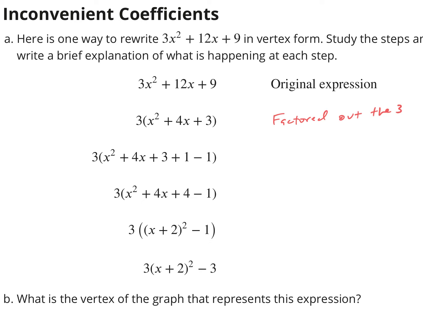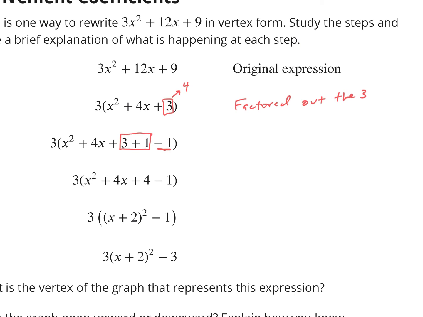And then they rewrote the expression as x squared plus 4x plus 3 plus 1 minus 1. So here, what they did was they recognized in order for this to be a perfect square, this needed to be a 4. So to do that, they added 1, but then they also subtracted 1 to not change the value of the expression. So they add 1 to complete the square, and then subtract 1 to keep the value of the expression the same.